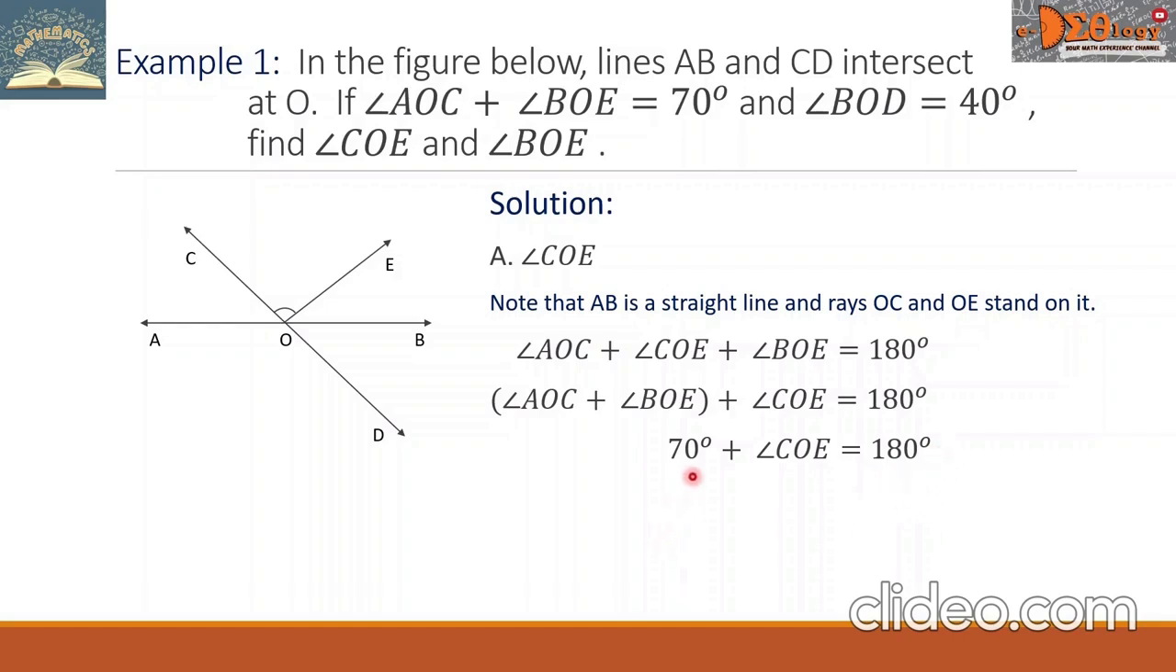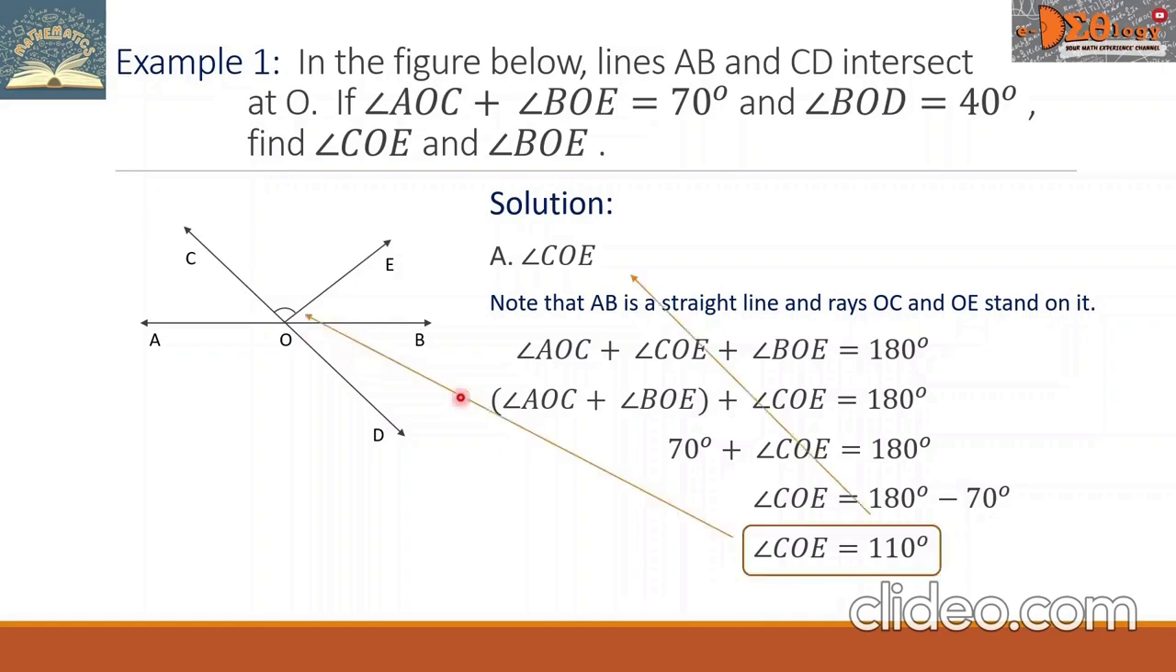The 70 degrees we will transpose to the right. So the right becomes 180 degrees minus 70 degrees. The difference is 110 degrees. This is the angle COE. Let's write this value in here.